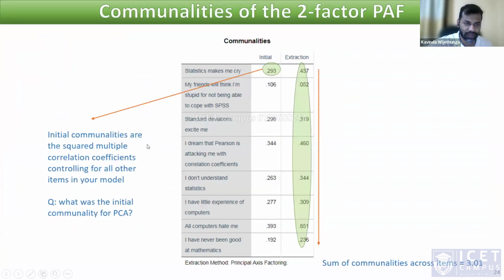Principal component analysis. So I need the principal axis factoring. Some error occurred there, so I will try again. Analysis, dimension reduction, factor analysis, extraction method. I have to change the principal factor, say principal axis factoring. Okay, then okay.